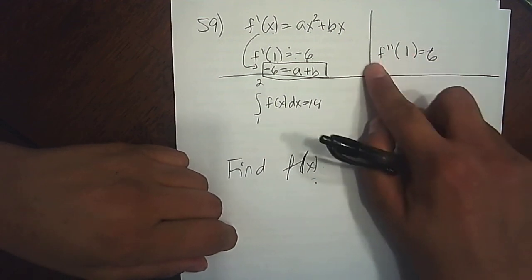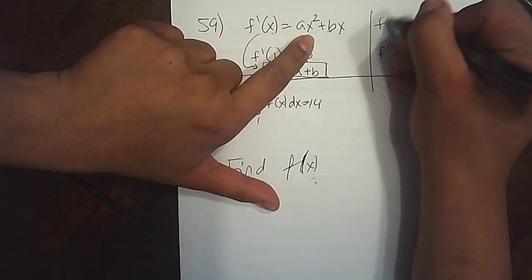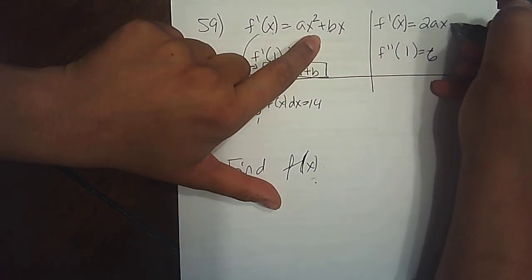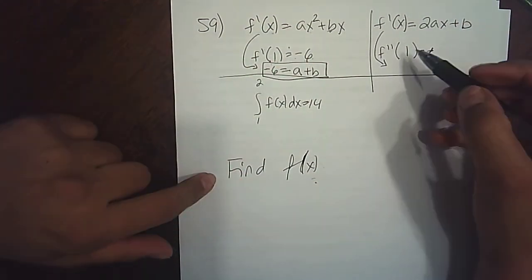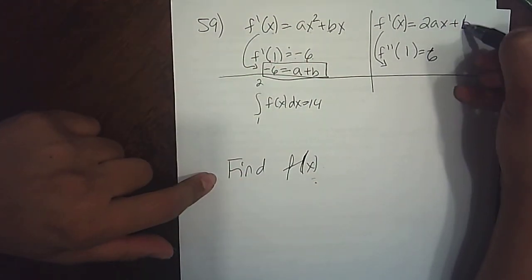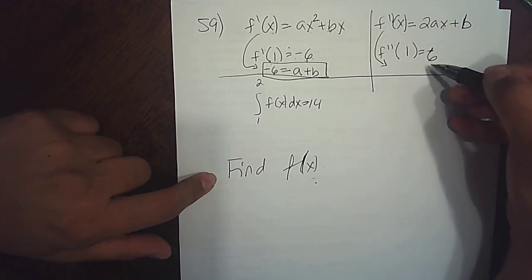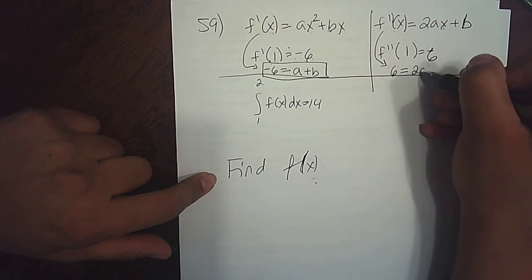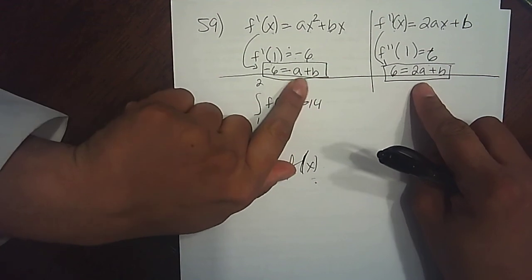This other piece of information is going to give me the second equation. But before I can utilize it, I need to find the second derivative. If this is f prime of x, let's do the power rule. This is the second derivative. Let's plug in x is 1, and this entire second derivative equals 6. So 6 equals 2a plus b. This is my second equation.